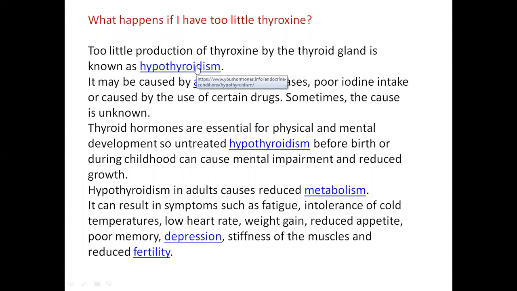And as I told, there is one more condition referred to as hypothyroidism. The condition where the blood has a lower concentration of thyroxine is referred to as hypothyroidism. It may be caused by autoimmune disease. Autoimmune disease in the sense a lower immunity, poor iodine intake, that is salt intake, or it might be caused due to use of certain drugs.